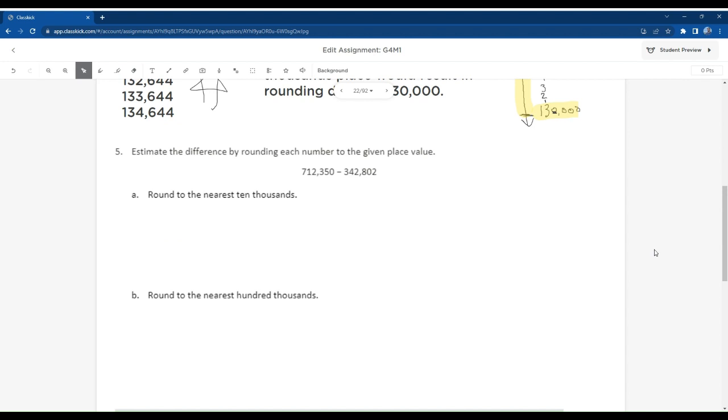Number 5 says estimate the difference. Well, let's stop there. Estimate means we're going to round. The difference means I'm going to subtract, by rounding each number, these guys here, to the given place value. So letter A says round to the nearest 10,000s.